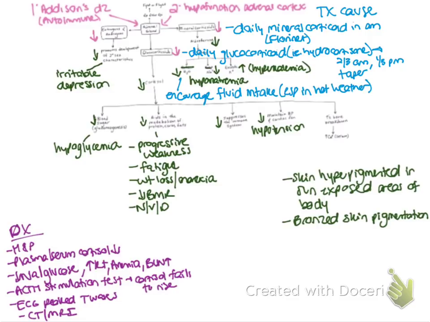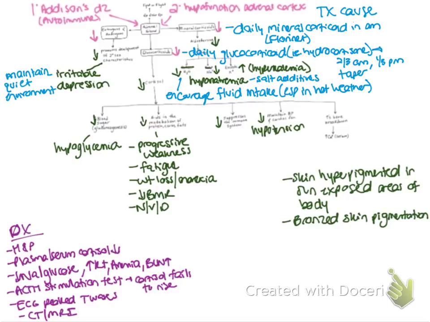We need to encourage fluid intake because their aldosterone is low and they're spilling water. We need them to have good fluid intake, especially in hot weather. They may need salt additives to replace for the hyponatremia. Again, especially when there's excessive heat or humidity.